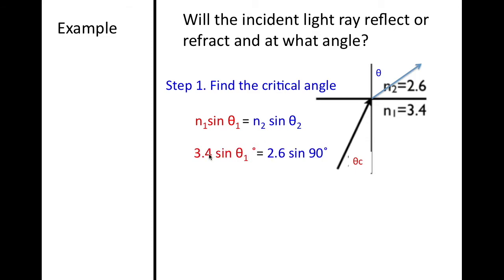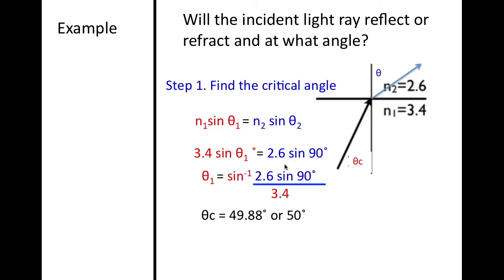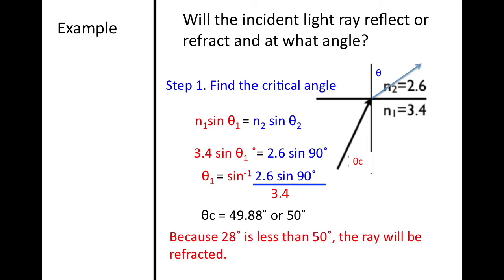All the other information is from the index of refraction of the first medium and the index of refraction for the second medium. When we solve for theta 1, we get an answer of 49.88 degrees or 50 degrees. Because 28 degrees is less than 50, we know that the ray will be refracted.